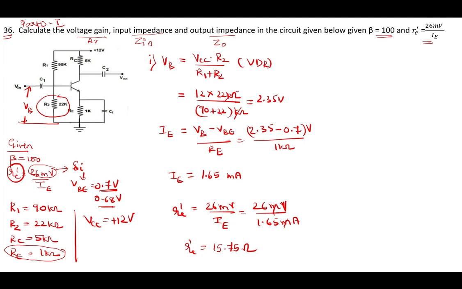Now we'll move on to the next part, that is voltage gain, input impedance and output impedance. These three we will calculate. So voltage gain, AV, is the voltage gain.